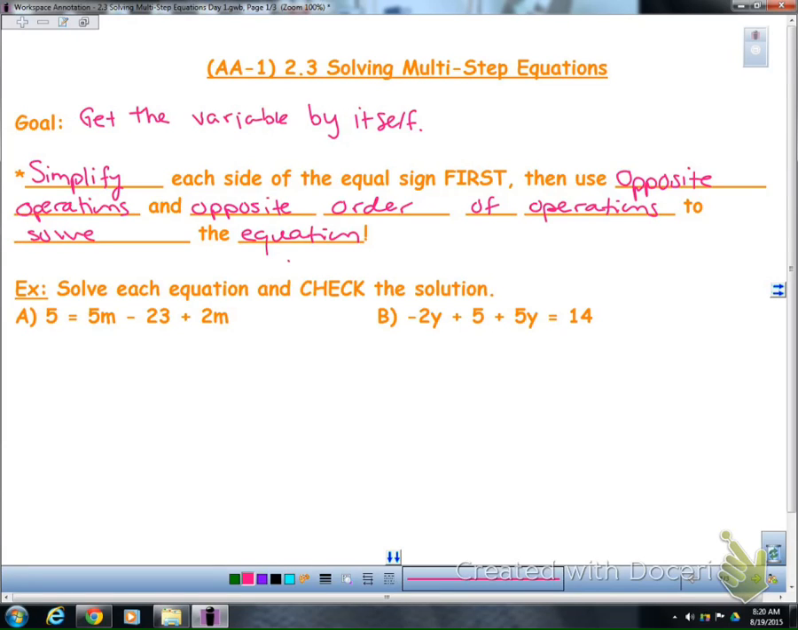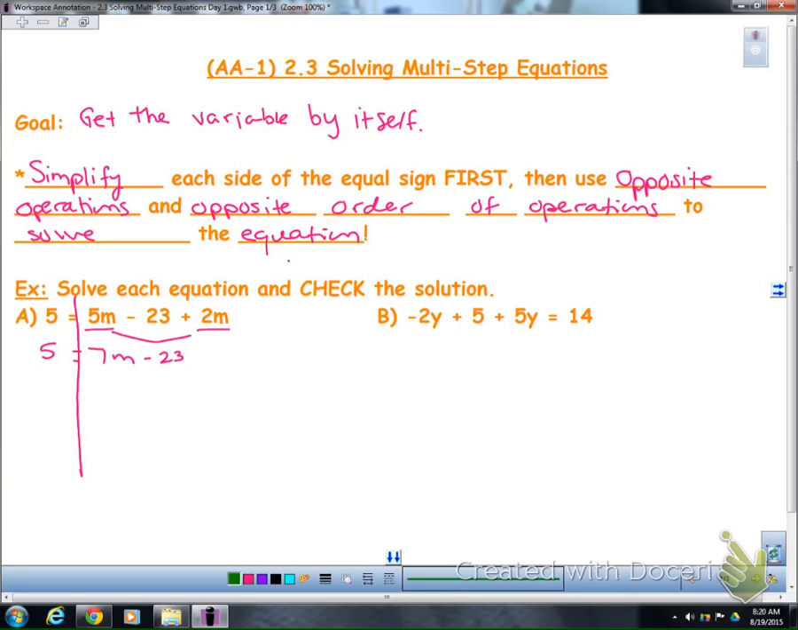Okay, so if we look at example A, we need to draw our wall through our equal sign. If you look at the left side, it's simplified. There's only a 5 over there. But if you look at the right side, we have like terms. We have a 5m and we have a 2m. So before we can do anything else, we need to combine those. So it's just 5m plus 2m is 7m. Then we can bring down the minus 23.